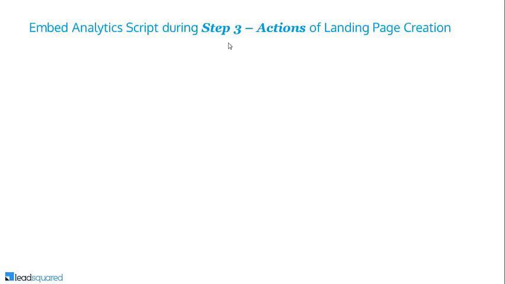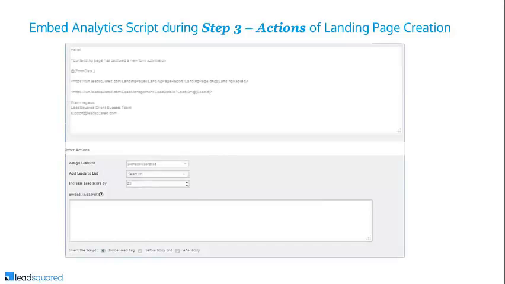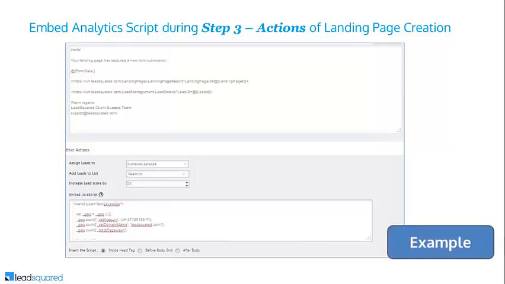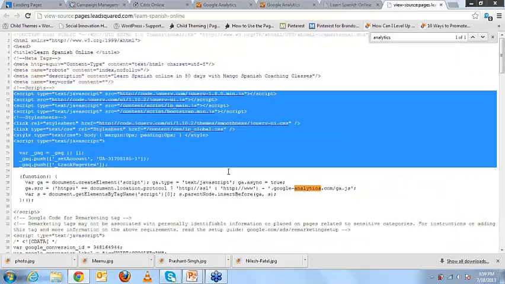You will come across this particular option to embed the analytics script during step 3 actions. Simple enough. You'll see this particular thing that you're seeing right now. You just have to copy and paste that particular tracking script here, and you're good to go. Let me show an example. Same landing page once again. Here's the analytics script. So your tracking is happening perfectly, and you know that.